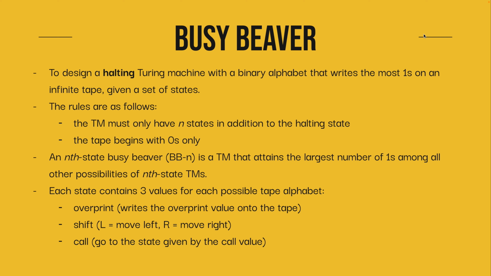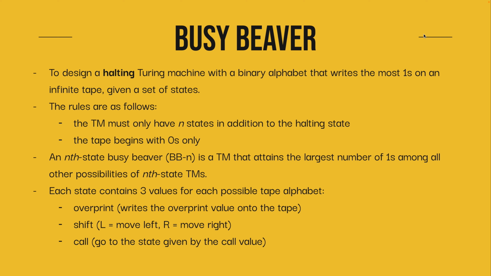So the Busy Beaver problem. The goal is to design a halting Turing machine with a binary alphabet that writes the most ones on an infinite tape given a certain number of states. The rules for this Turing machine are as follows. The Turing machine must only have n states in addition to the halting state, and the tape must begin with all zeros. An n-state Busy Beaver would be a Turing machine that attains the highest number of ones among all other possibilities of n-state Turing machines.